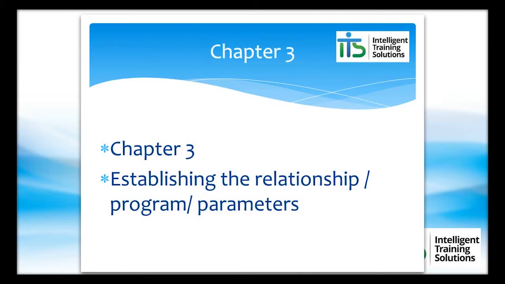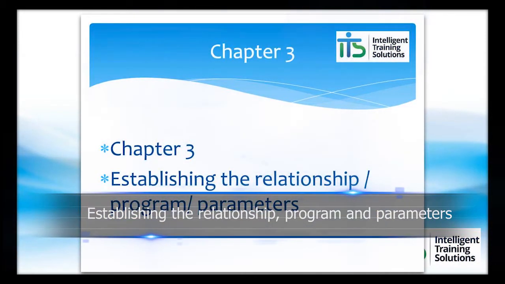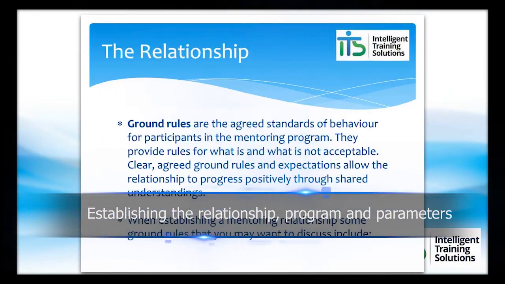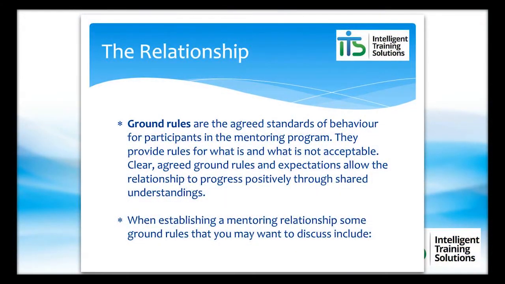Chapter 3, establishing the relationship, the program, and its parameters. Ground rules are the agreed standards of behaviour for participants in the mentoring program. They provide rules for what is and what is not acceptable. Clear agreed ground rules and expectations allow the relationship to progress positively through shared understandings.